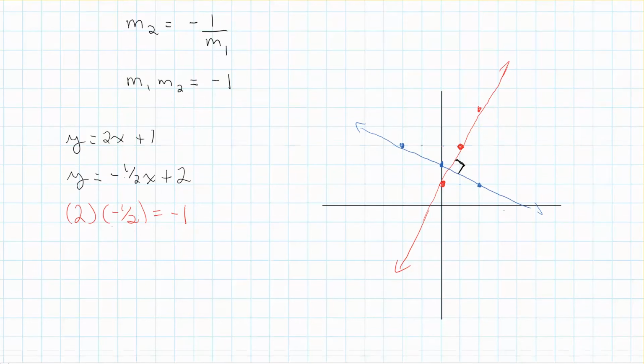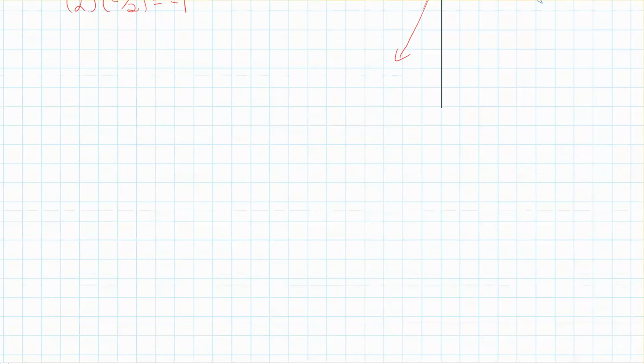All right, so let's look at an example here with parallel and perpendicular lines, and that will kind of wrap us up on linear equations in two variables.